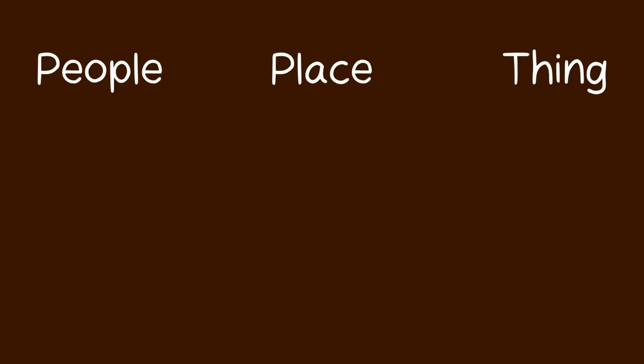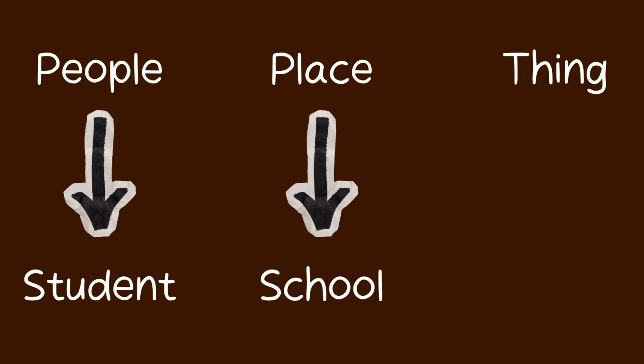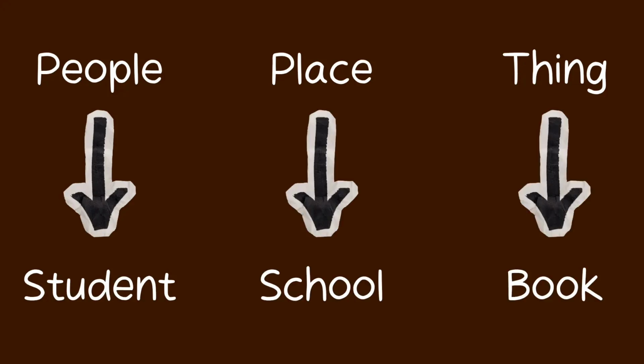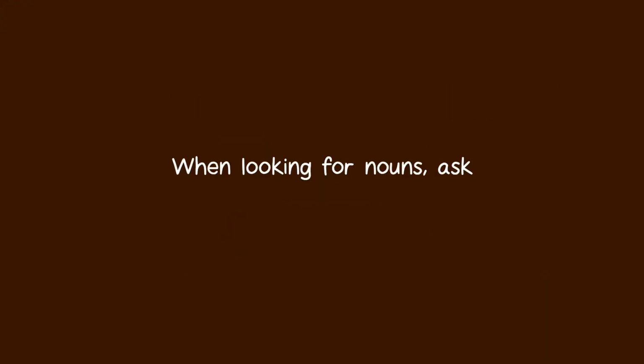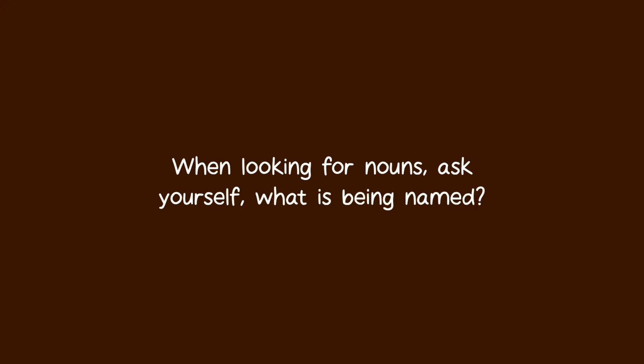A noun is a person, place, thing, or idea. People, places, and things are usually the easiest nouns to recognize. For example, student, school, book. But don't forget that ideas are nouns too. Words like fear, hope, courage, and freedom are nouns because they name concepts. When looking for nouns, ask yourself, what is being named?